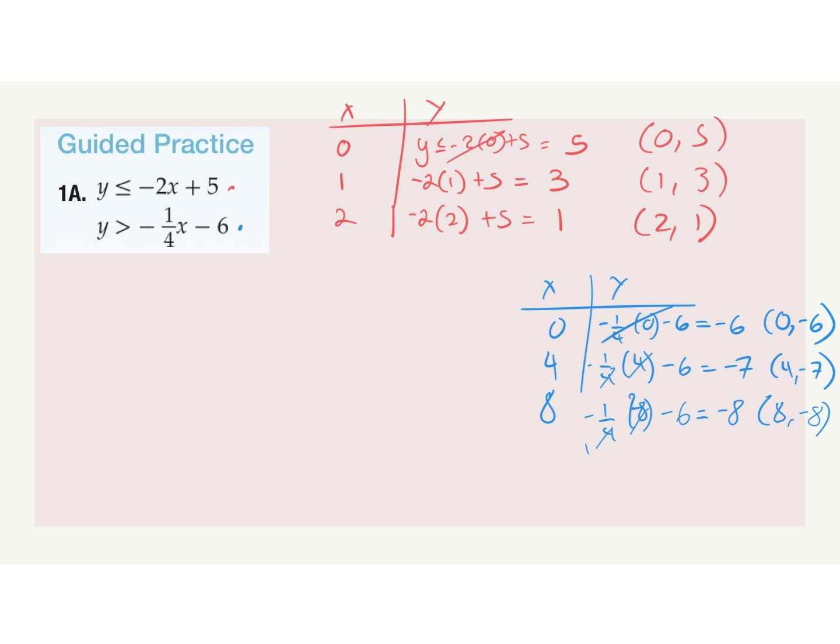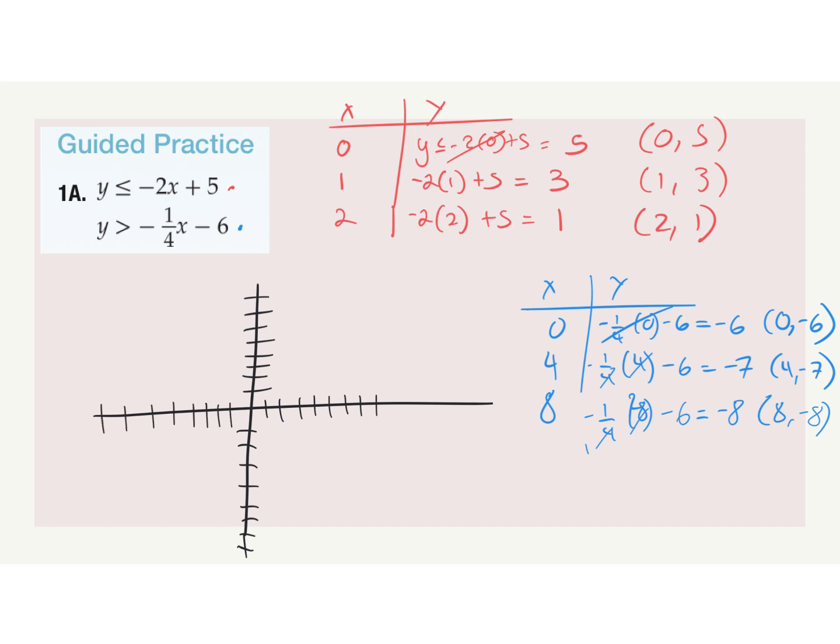So I'm going to go ahead and draw the graph again. Just bear with me. Alright, so I have the graph. I'm going to plug the point 0, 5. I'm going to plug the point 1, 3. I'm going to plug the point 2, 1. And it's the red one right here. So solid line, just like that. And that is going to be shaded downwards.